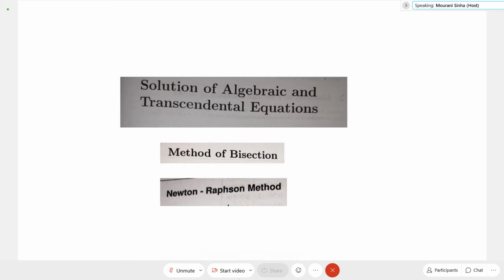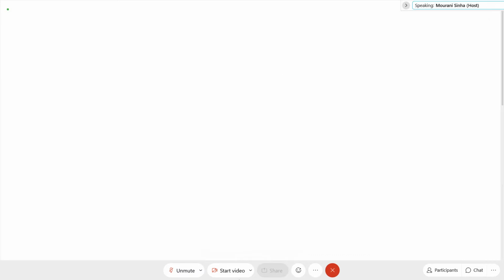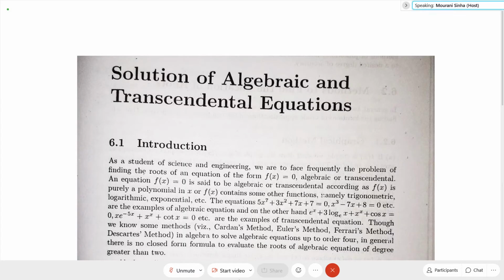The notes will be given to you. Okay, so you can check here that we will be solving equations of this type, f(x) equals 0. Your equations will be of the form f(x) equals 0. And you have an example of an algebraic equation, 5x^7 - 3x^2 + 7x + 7 equals 0, and so on.